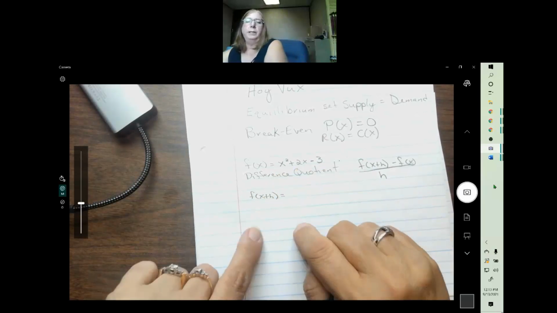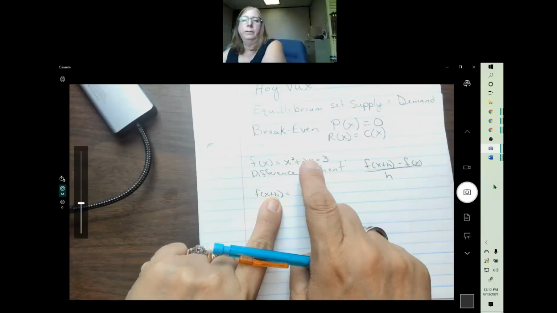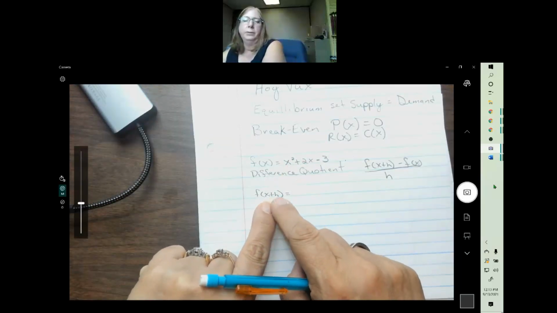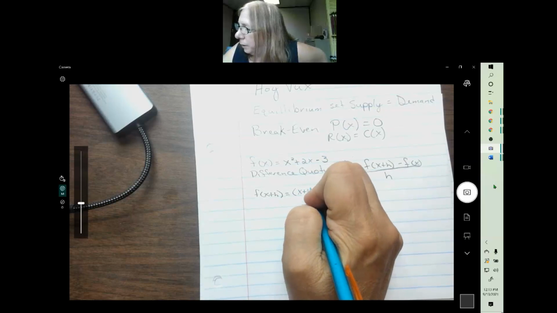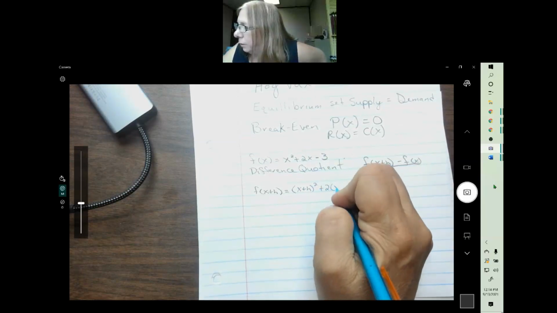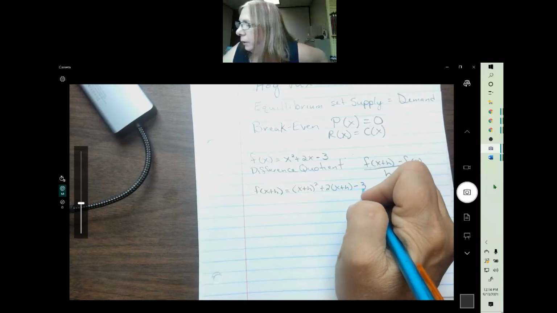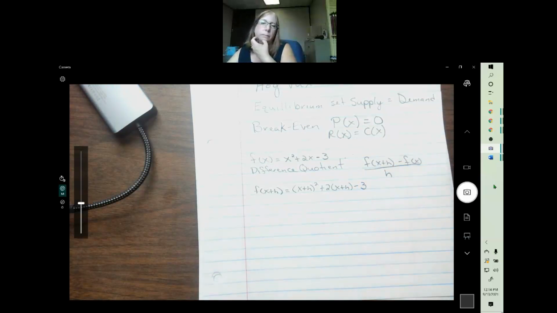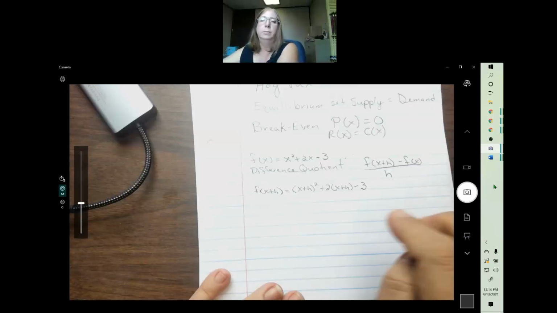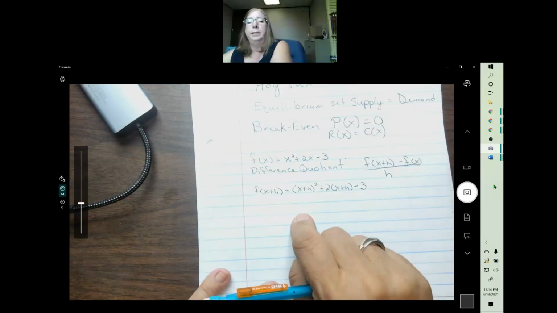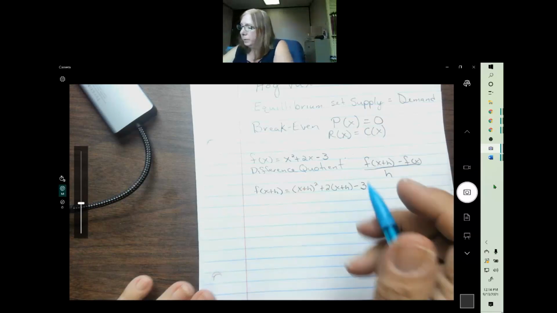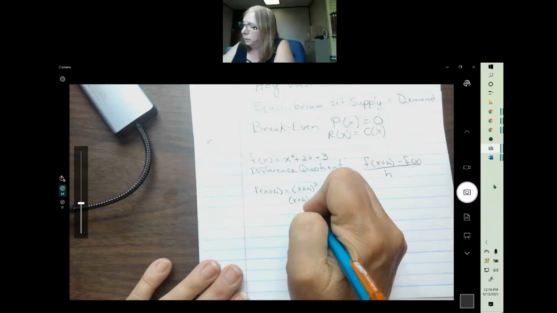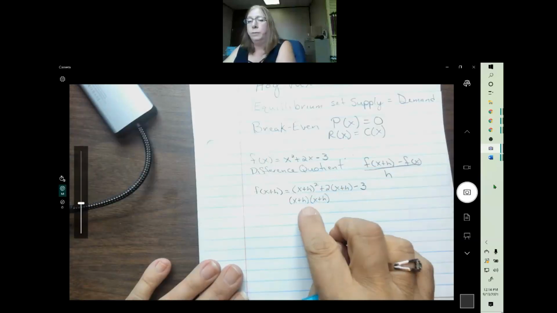Now when you're finding f of x plus h, all you're doing is going to the equation, and wherever there's an x, you replace it with x plus h. So we would have x plus h squared plus 2 times x plus h minus 3. Any questions? Now we need to simplify this. Biggest mistake that happens is you get x squared plus h squared. But this is x plus h times x plus h. We have to FOIL that.